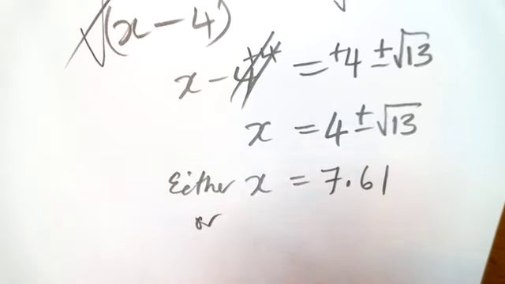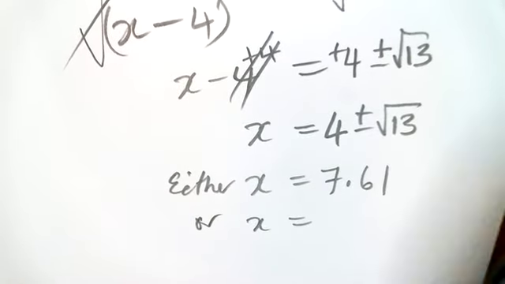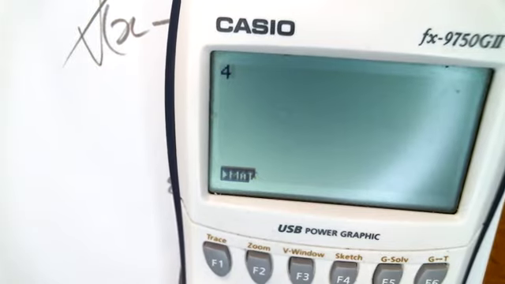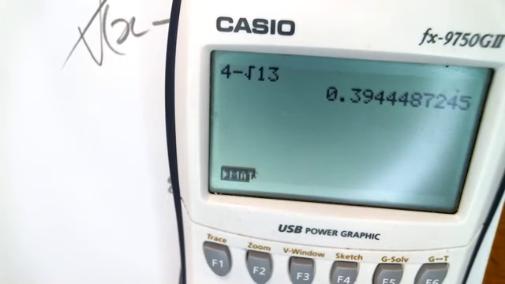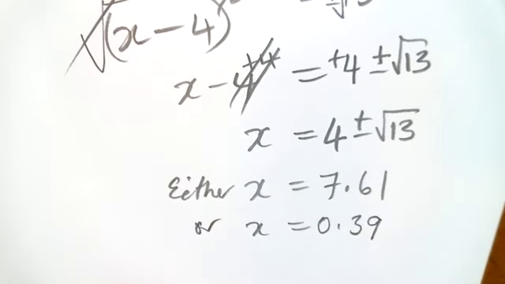Or I'll put x is equal to, and I'm going to now go 4 minus root 13. Here it is, 4 minus root 13. Oops, not one of those. Root 13, there we go. I get 0.39, and that'll do it, yeah. 0.39. And they are my solutions.